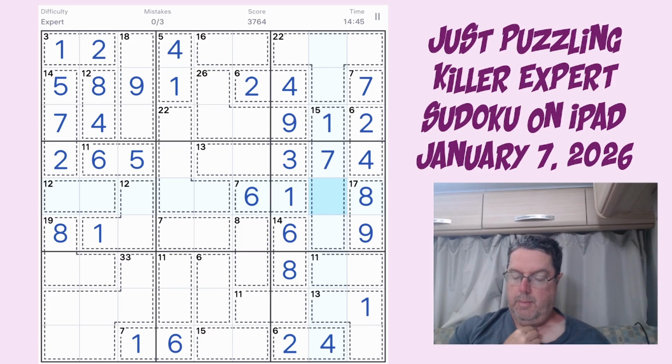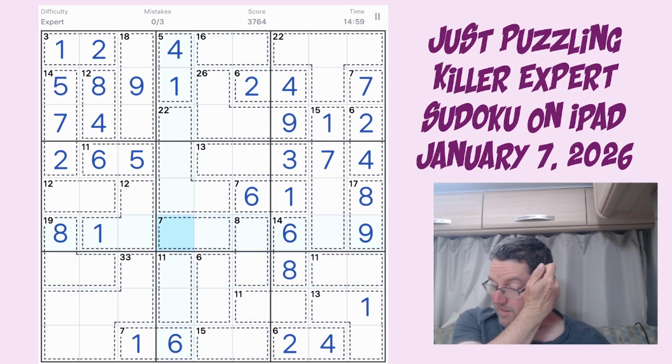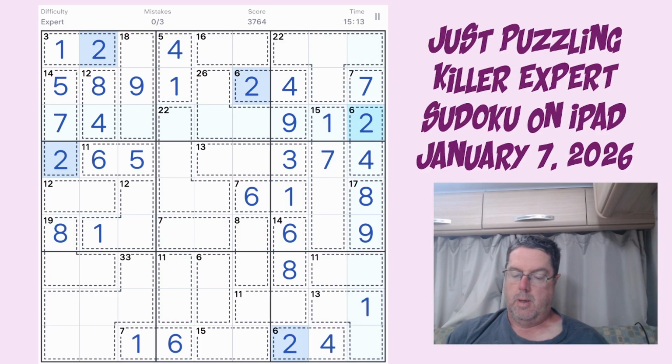6 there. 2 and 5 there, 7 and 4, 3 it's going to be here, so 3 and 5 could be here, 3 and 4 could be here, 1, 2, 8, 9, 3 and 5, 8, 9, 3 and 5. So the only number that can go there is a 5.